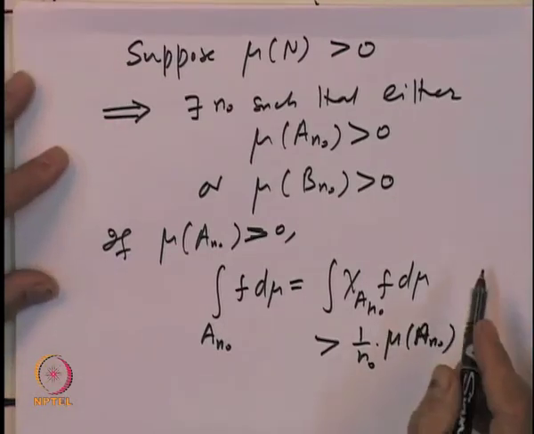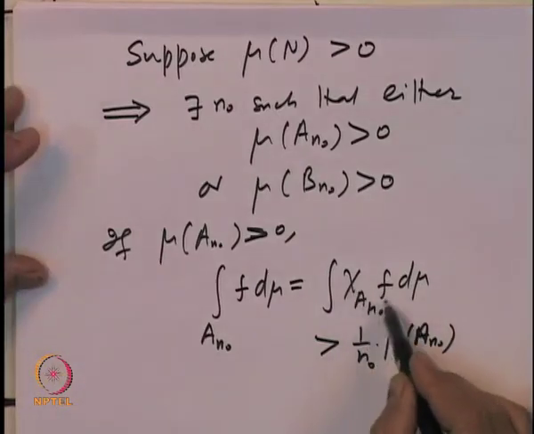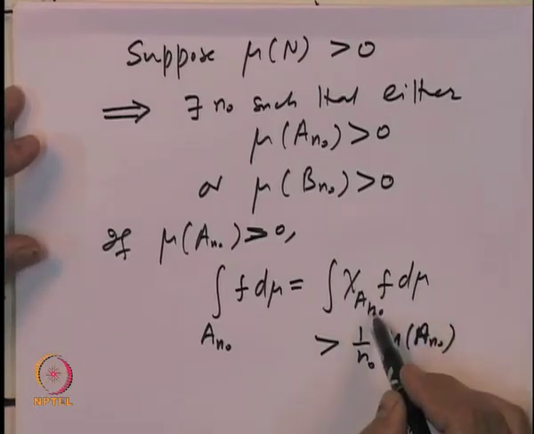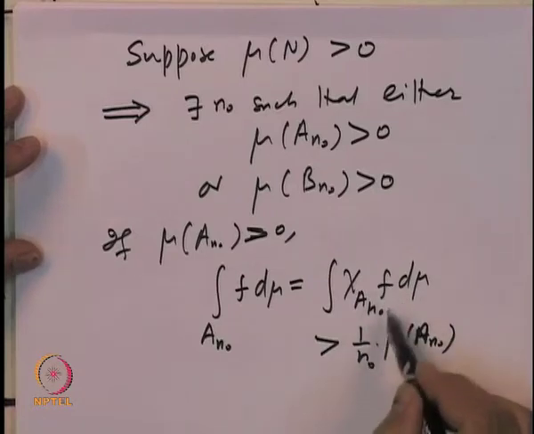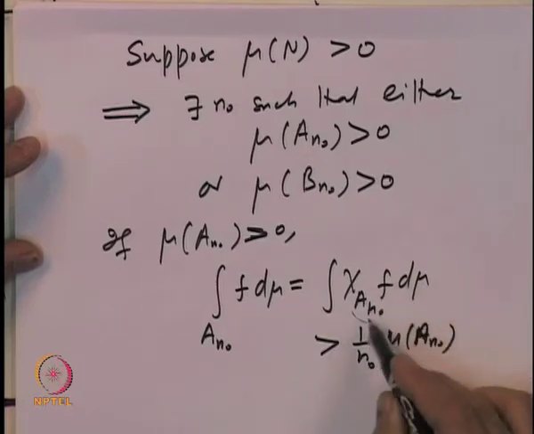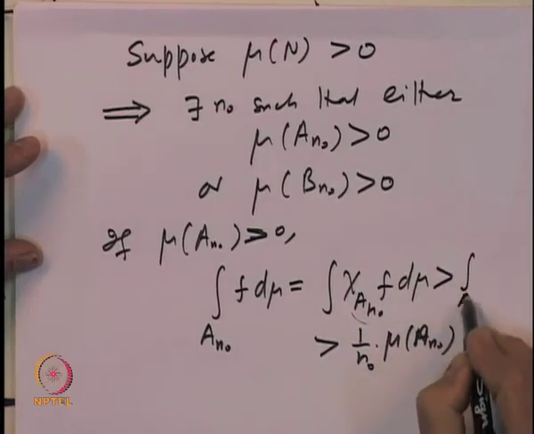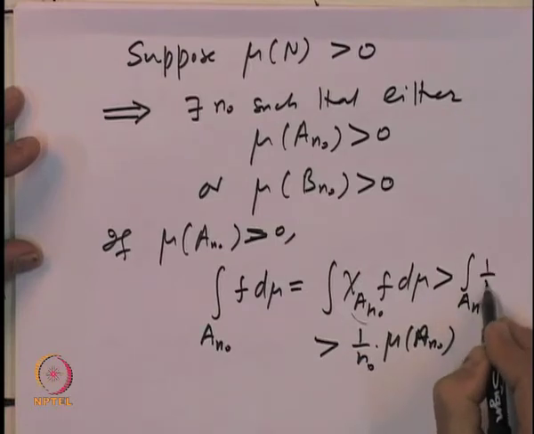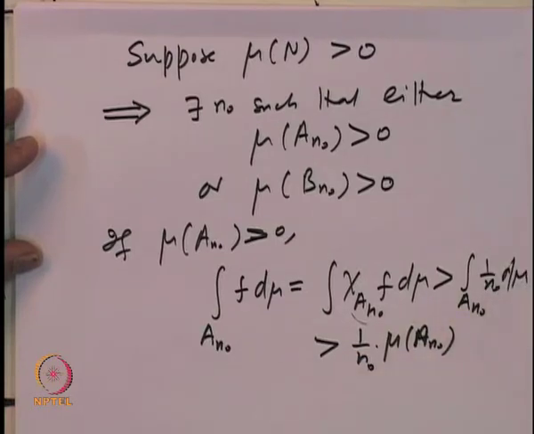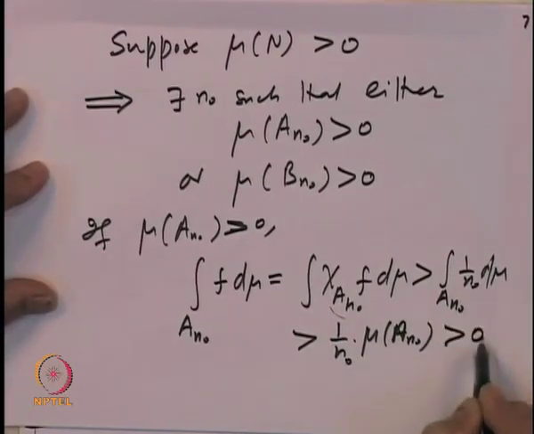So, let us observe that outside A_n0 this function, the indicator function of A_n0 times f, is equal to 0, and on A_n0, f is bigger than 1 over n0. So, this function is bigger than 1 over n0 on A_n0, and outside A_n0 it is 0. So, this is going to be bigger than the integral over A_n0 of 1 over n0 d mu. So, that is what we are saying. And this is nothing but this integral, and that is bigger than 0.